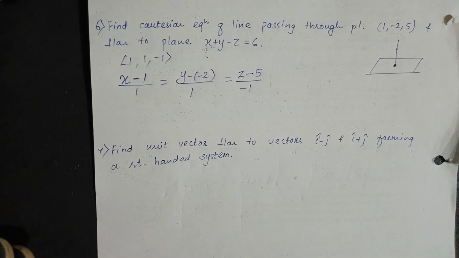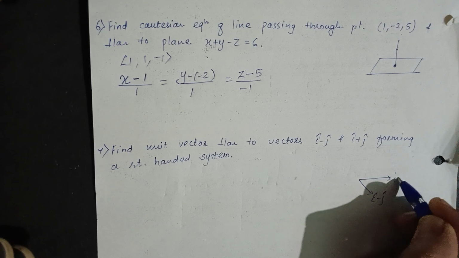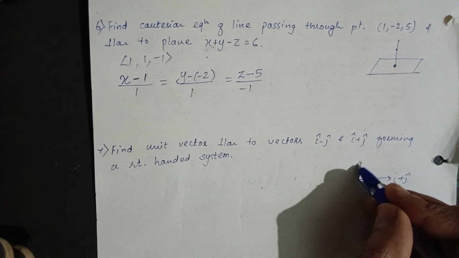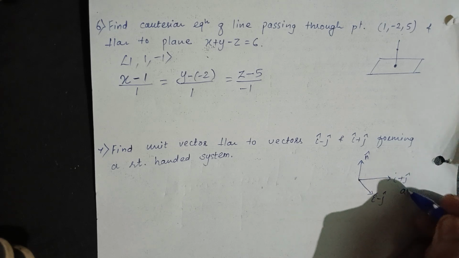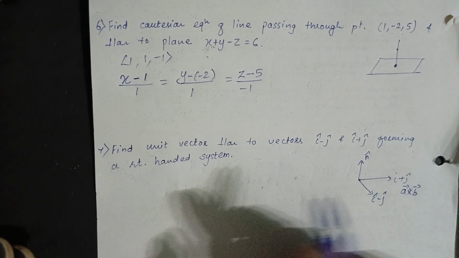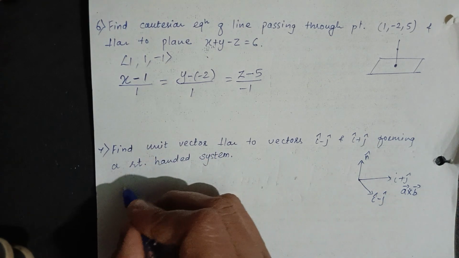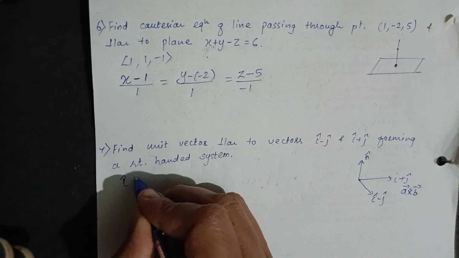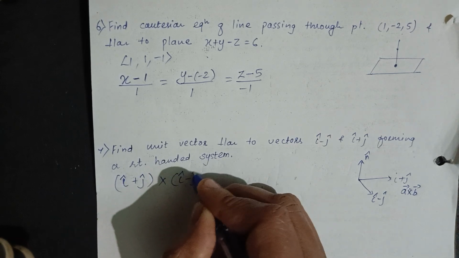Next question: find the unit vector perpendicular to the vectors i minus j and i plus j, forming a right-handed system. So the two vectors are taken. The perpendicular vector is the normal vector, that is we find a cross b, correct? So we have to find the unit vector of that. So you can write i plus j cross i minus j.